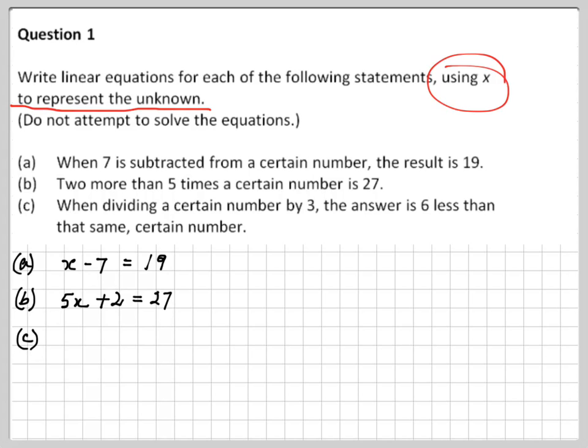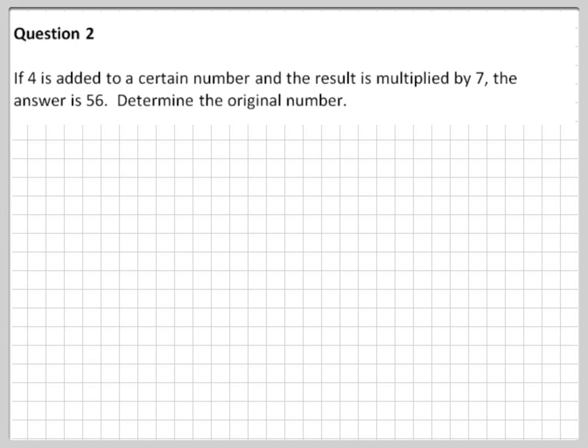What about C? Now, do you want to pause me and have a go and see if you can express that yourself? It's a little bit harder than the other two. When dividing a certain number, being x, by 3, the answer is 6 less than that same number. Goodness, I think we'll chunk this one down. Well, dividing a certain number by 3, I don't see that as a problem. That's x over 3, okay? But what does that equal to? The answer is 6 less than that same certain number. So it equals x minus 6, okay? Very good work. Okay, let's keep going.